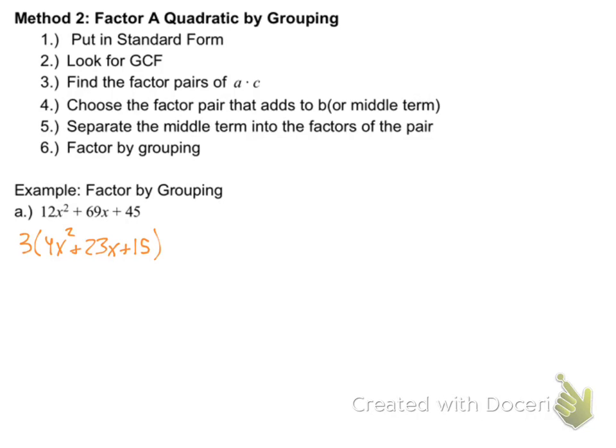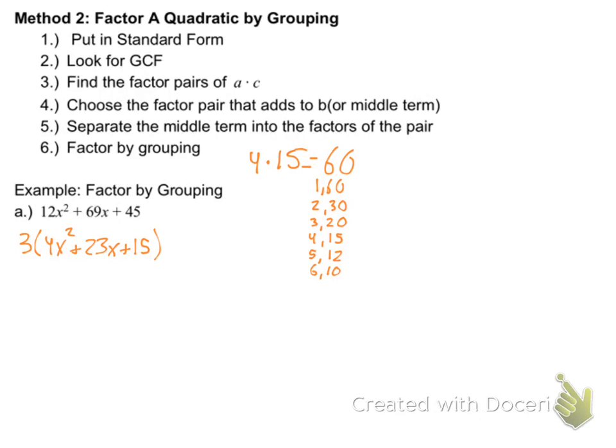Find the factor pairs of A times C. What's A again? So 4 times C, 15, which is 60. Now we've got to find all the factor pairs of 60. 1 and 60. 2 and 30. 3 and 20. 4 and 15. 5 and 12. 6 and 10. Any others? I don't think so, huh?